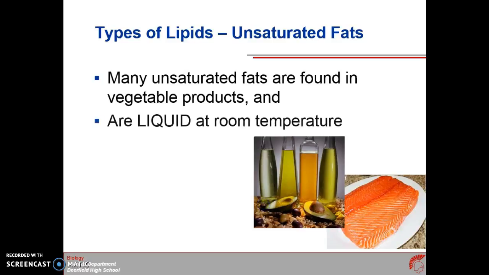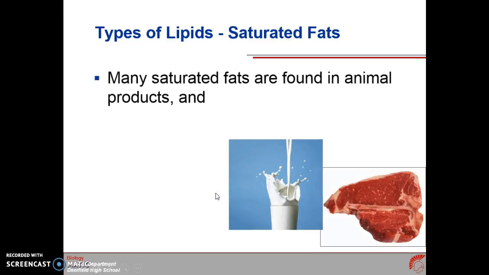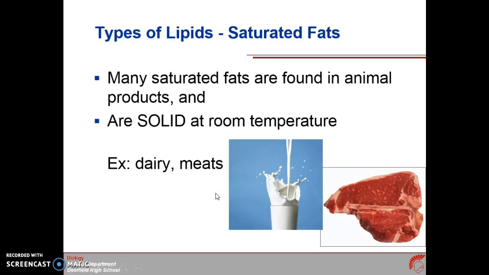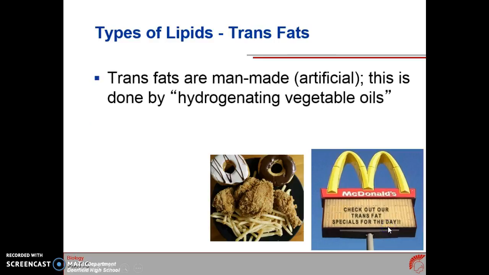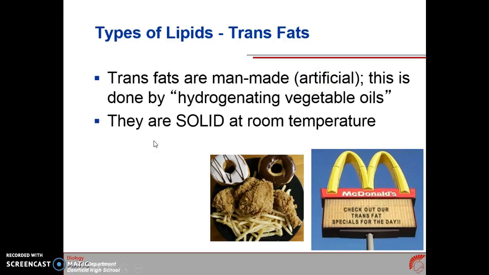Types of lipids. The lipids that are liquid at room temperature are unsaturated fats, including plant oils, olive oils, nuts, and fish. The types of lipids that are solid at room temperature we call saturated fats, and they are found in animal products, dairy, and meats. Then there are trans fats, and these trans fats are artificial. This is done by hydrogenating vegetable oil, and these are solid at room temperature and found in most processed foods.